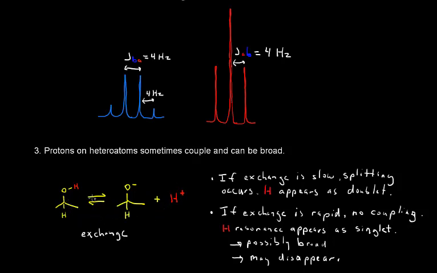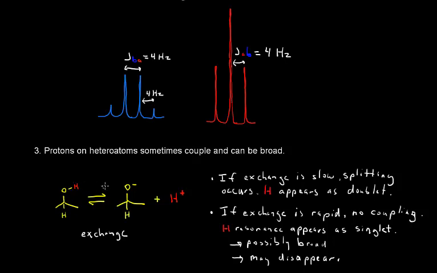So in this exchange, let's talk about if it's slow first. If the exchange is slow, that means the proton spends lots of time on the heteroatom. If it spends lots of time on the heteroatom, that gives it an opportunity to couple, slow on the NMR timescale, with any adjacent protons. That's when you tend to see splitting. So if this isn't coming off very often, spends a lot of time here, it's going to be split by this adjacent proton into a doublet. This would appear as a doublet, the resonance for the proton on the oxygen.